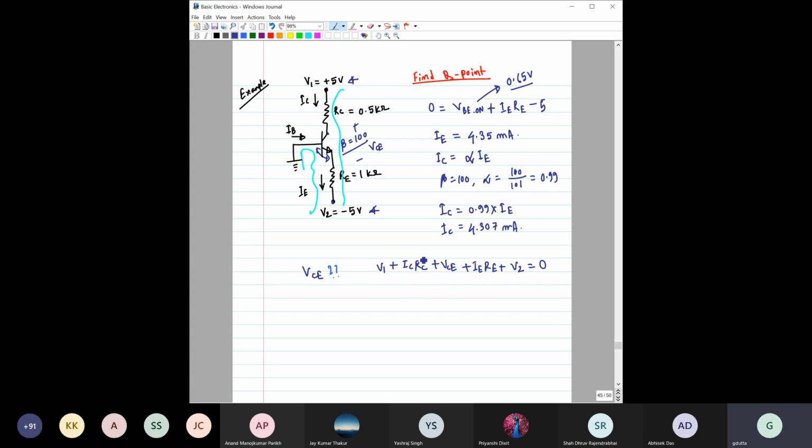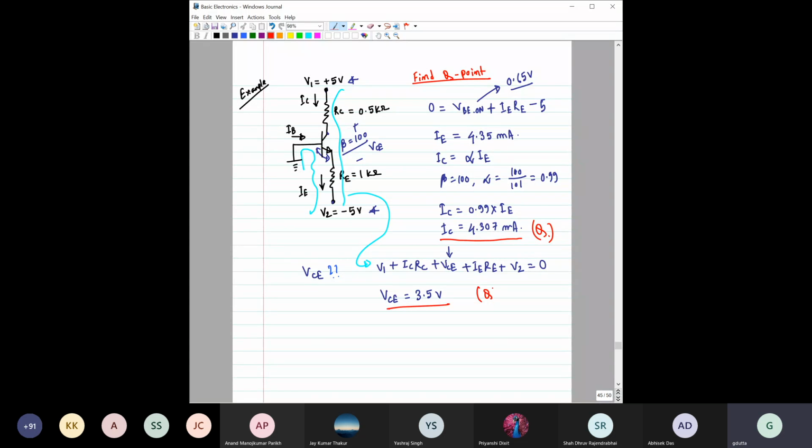From here, we see everything is known except this V of CE. So could you then please find what is the value of V of CE? Sir, it's approximately 3.5. Okay, you are right. It should come around that value only. V of CE, this, right? So what is then the Q point? Q point is IC, this is one of the Q point values, and V of CE is the other.